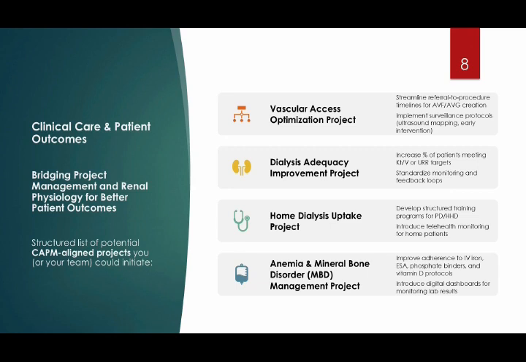One example is a vascular access optimization project. Here the aim is to shorten the referral to procedure process for fistula or graft creation. Early intervention and strong surveillance protocols like ultrasound mapping can reduce complications and protect patients' lifeline.